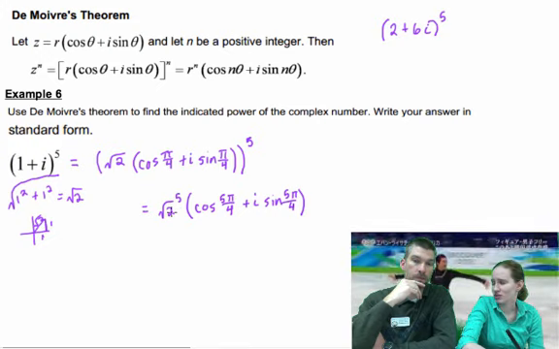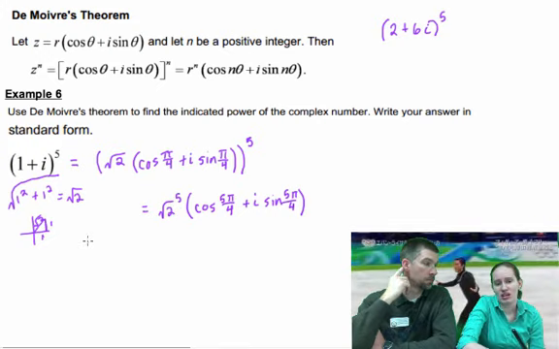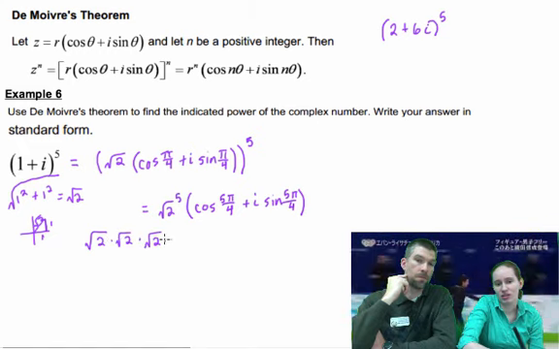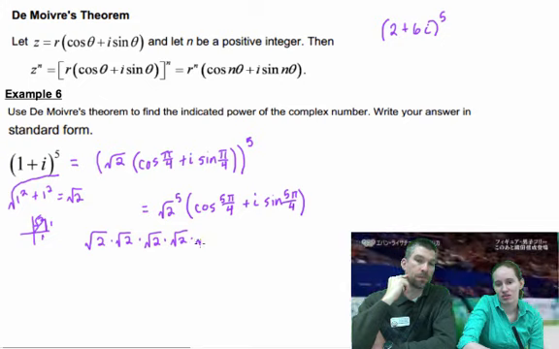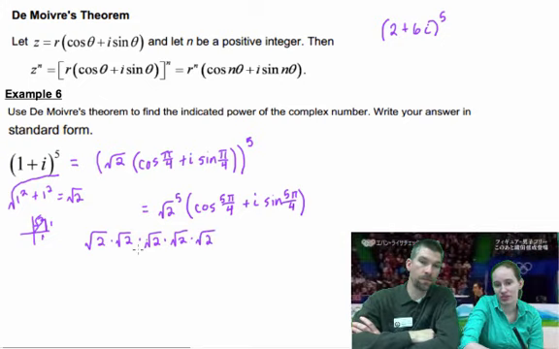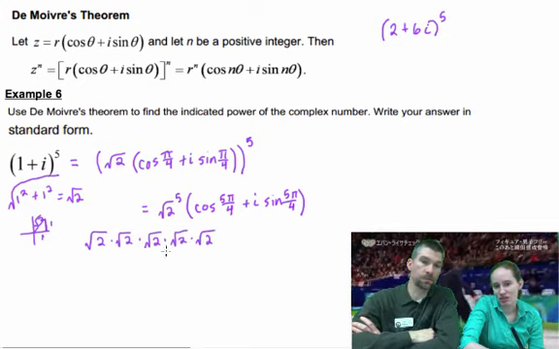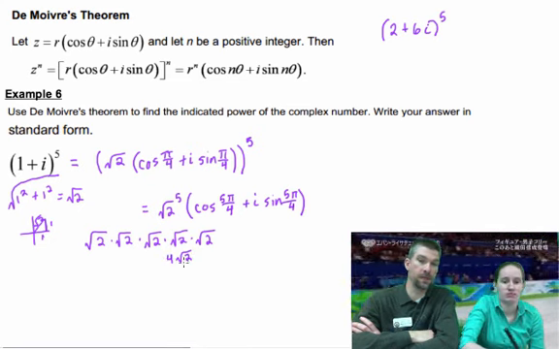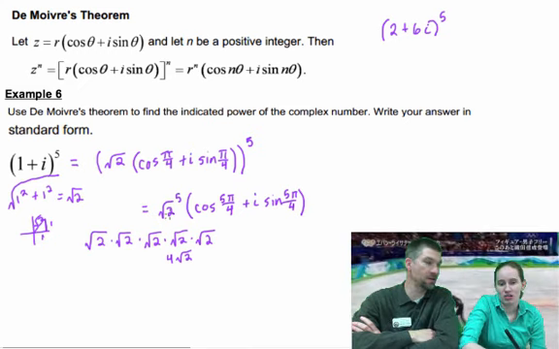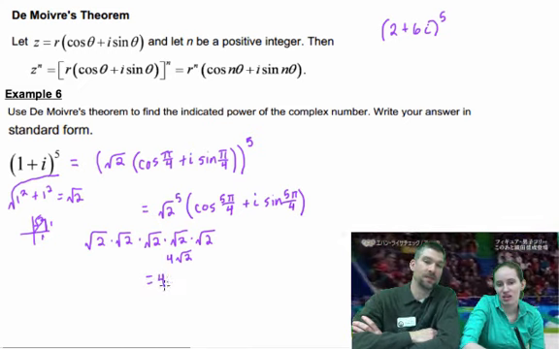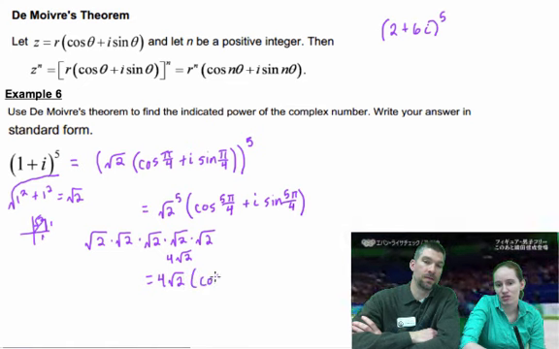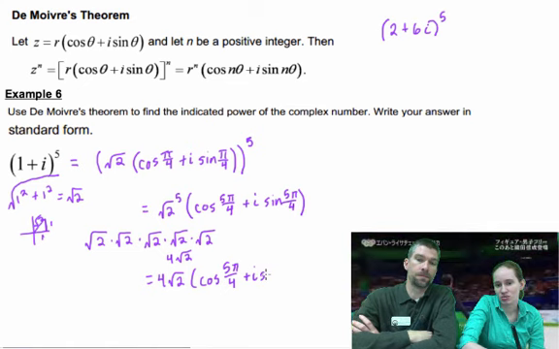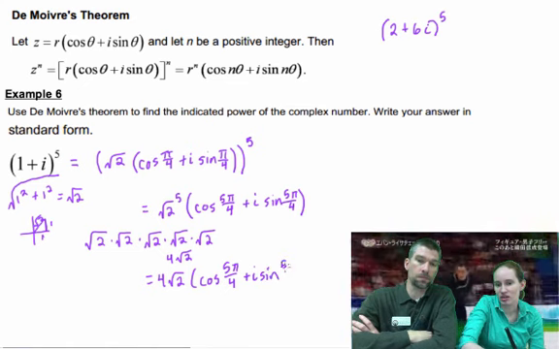This is trig form. We could simplify the square root of 2 to the 5th power. I'm going to write it out, but just think about it to yourself, and you'll probably get there pretty quickly. These two make 2, these two make 2, so that's 4 square roots of 2. Pretty easy. And we want this to be in standard form, which means we need to actually distribute. But check the instructions when you're doing this. They may want you to leave it in trig form, and that would mean that we were done.